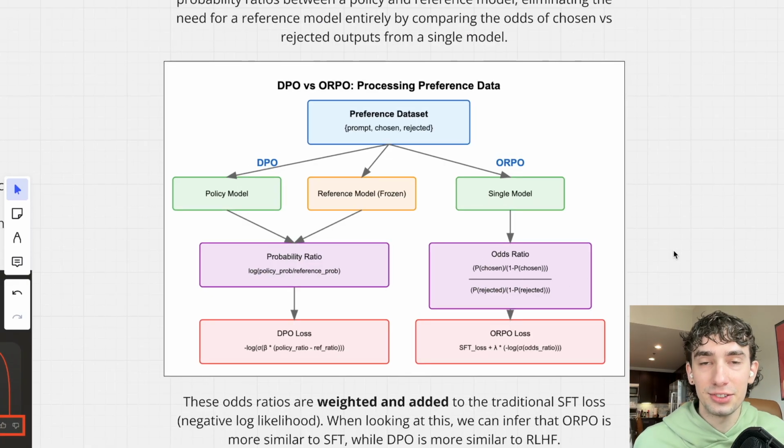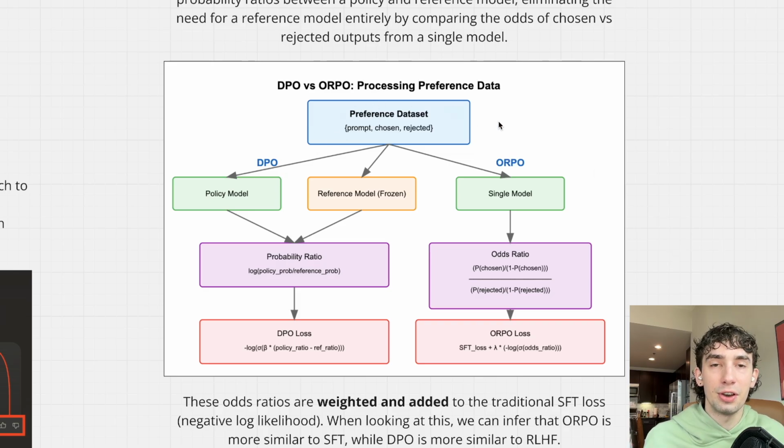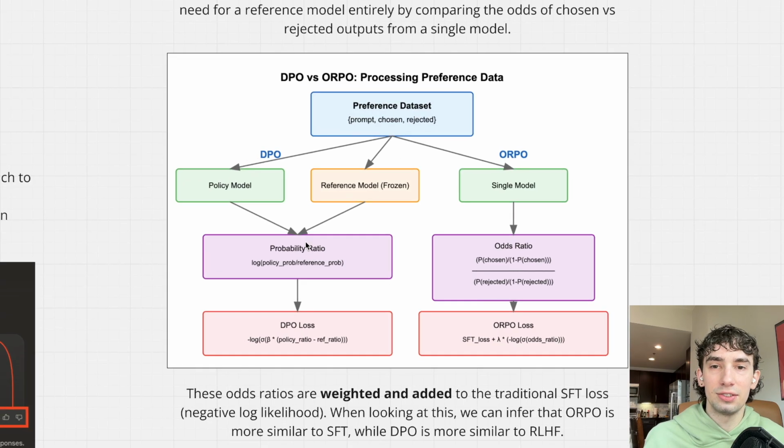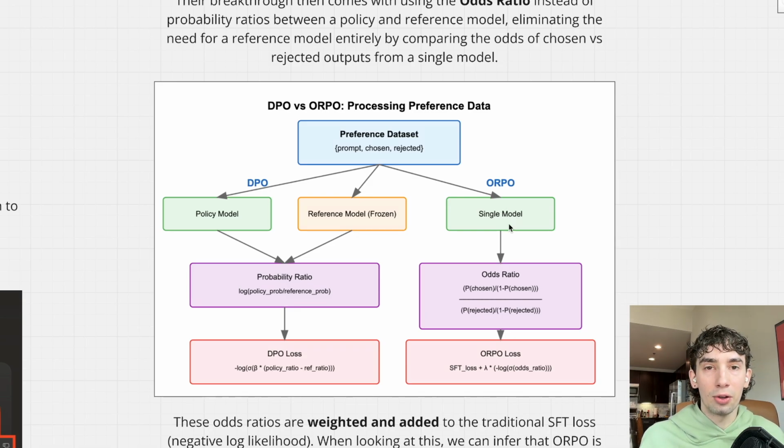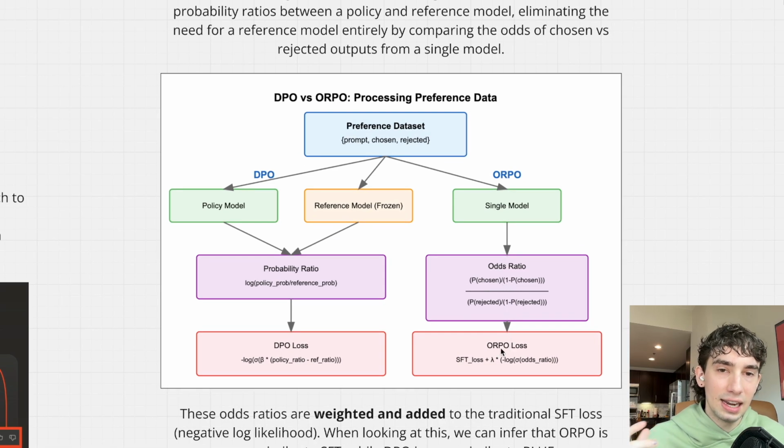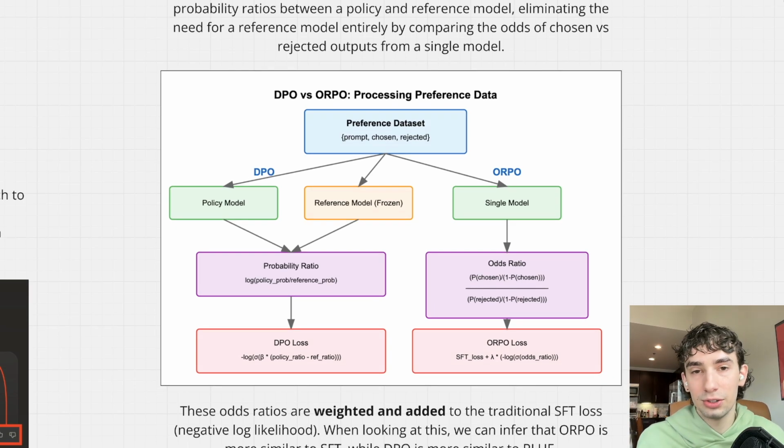To give a little side-by-side of the process of data through DPO and ORPO, we can see here that our preference data set goes through to both our policy model in DPO and then our reference model, which is the frozen weights of our original supervised fine-tuned model. We then create a probability ratio based on these, and then it gets put into the DPO loss. ORPO, on the other hand, uses just the single model. We calculate an odds ratio based on these chosen and rejected probabilities, and then we apply this with our ORPO loss, which is another specific loss function designed to do all of this, similar to how DPO had that.